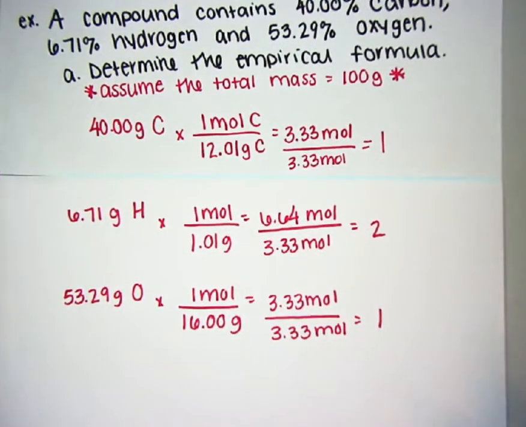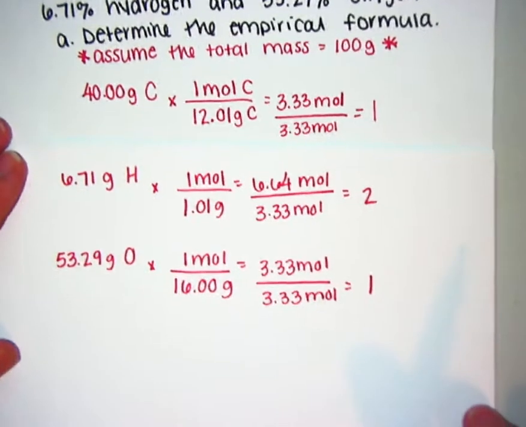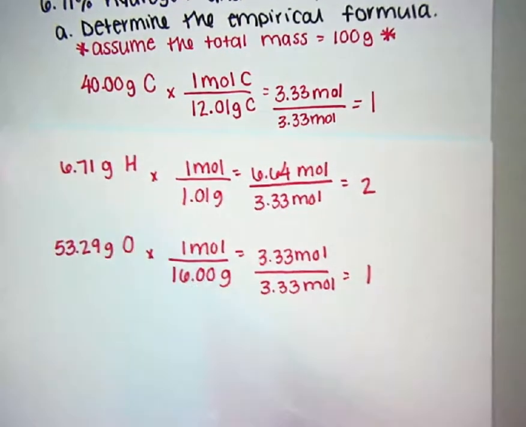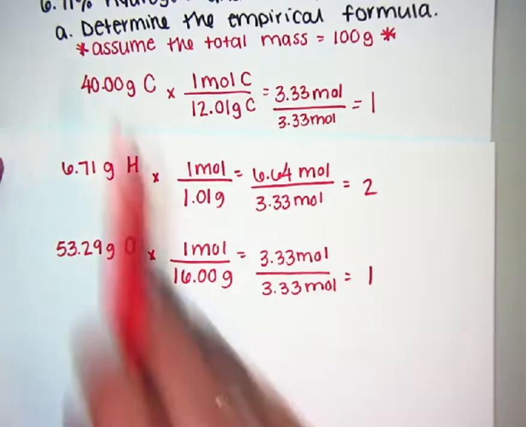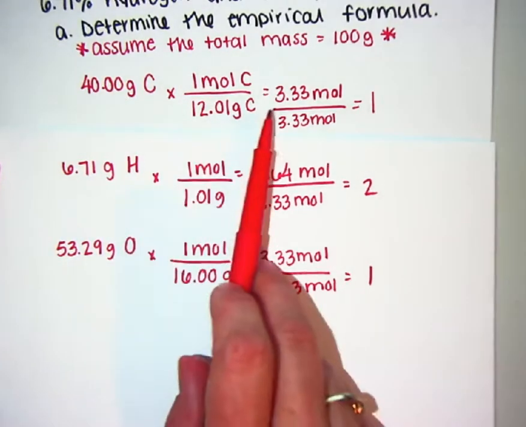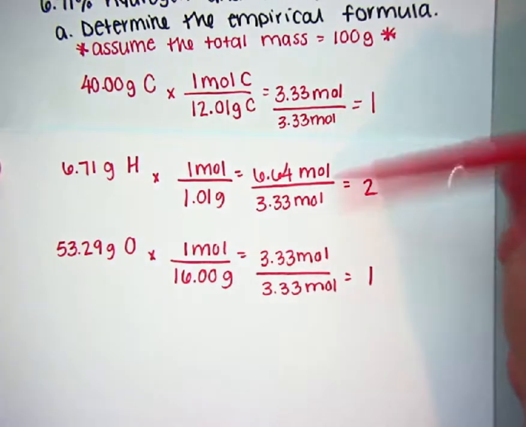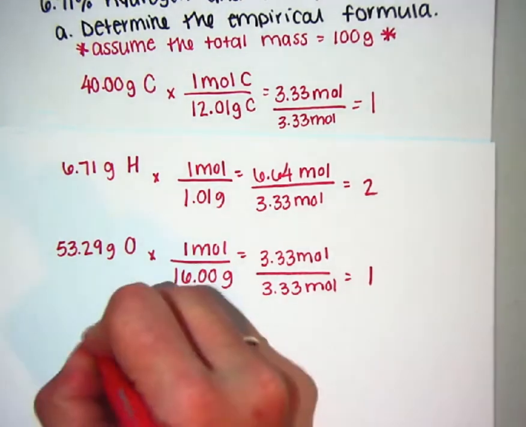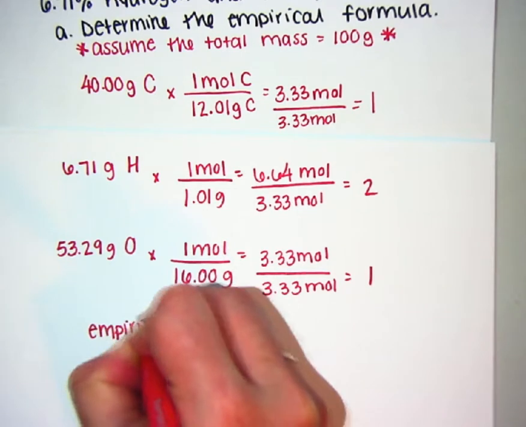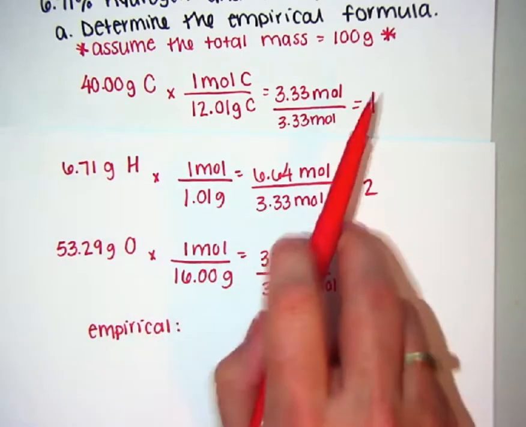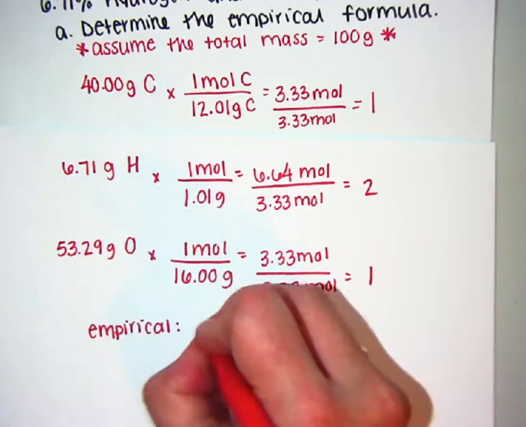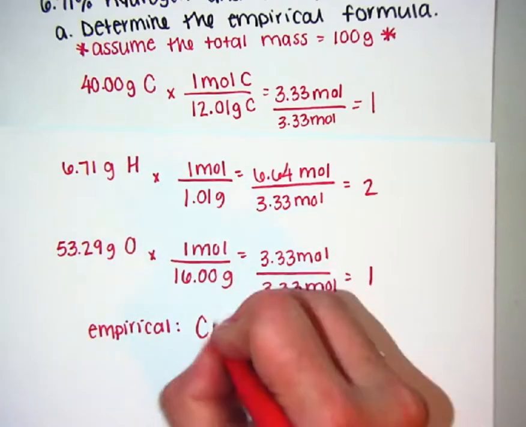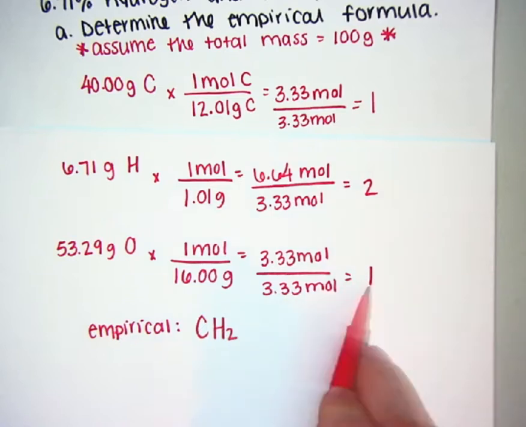So the steps. If we're given percentages, assume that the sample is equal to 100 grams. That gives you easy math. Once you have your mass, we divide by the molar mass to get to moles. Then we compare all 3 answers and always divide by the smallest number of moles. These numbers become the subscripts in your empirical formula. So I have 1 carbon, 2 hydrogens, and 1 oxygen.